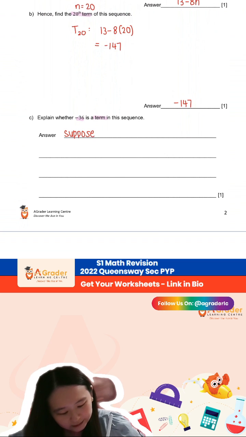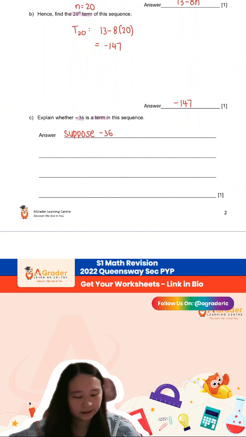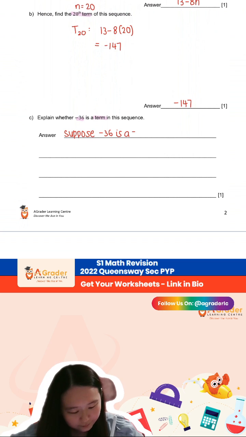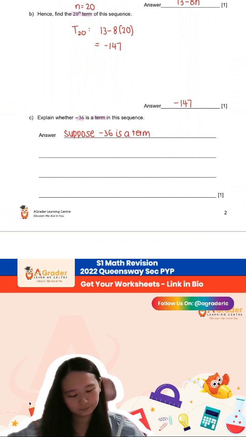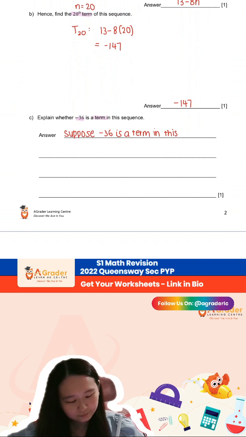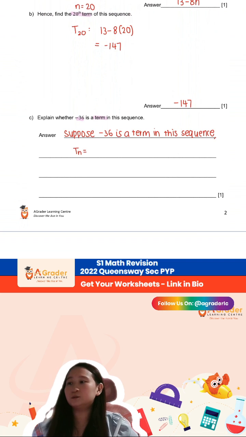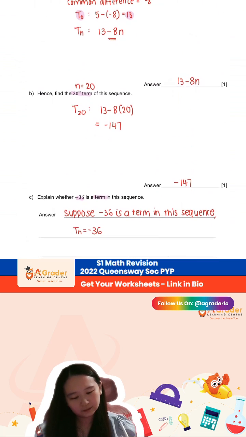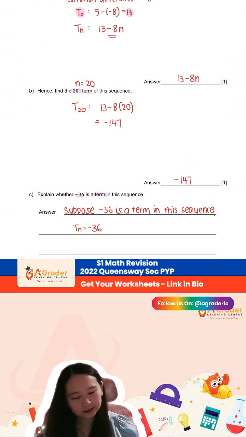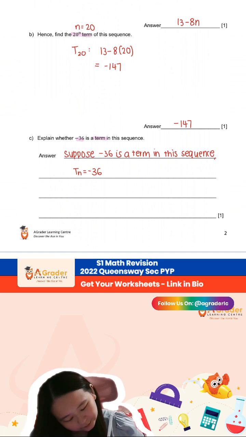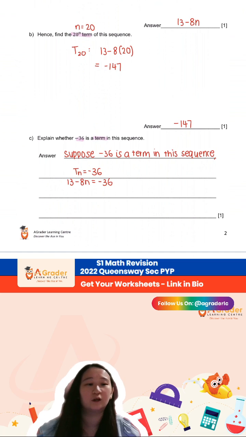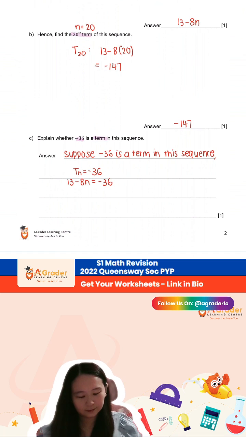Okay, so suppose this -36 is a term in the sequence. Then we will equate Tn equals to -36. And we have the Tn. Tn is 13 minus 8n. So 13 minus 8n, we equate it equals to -36, and then we try to solve for the unknown n. Okay?